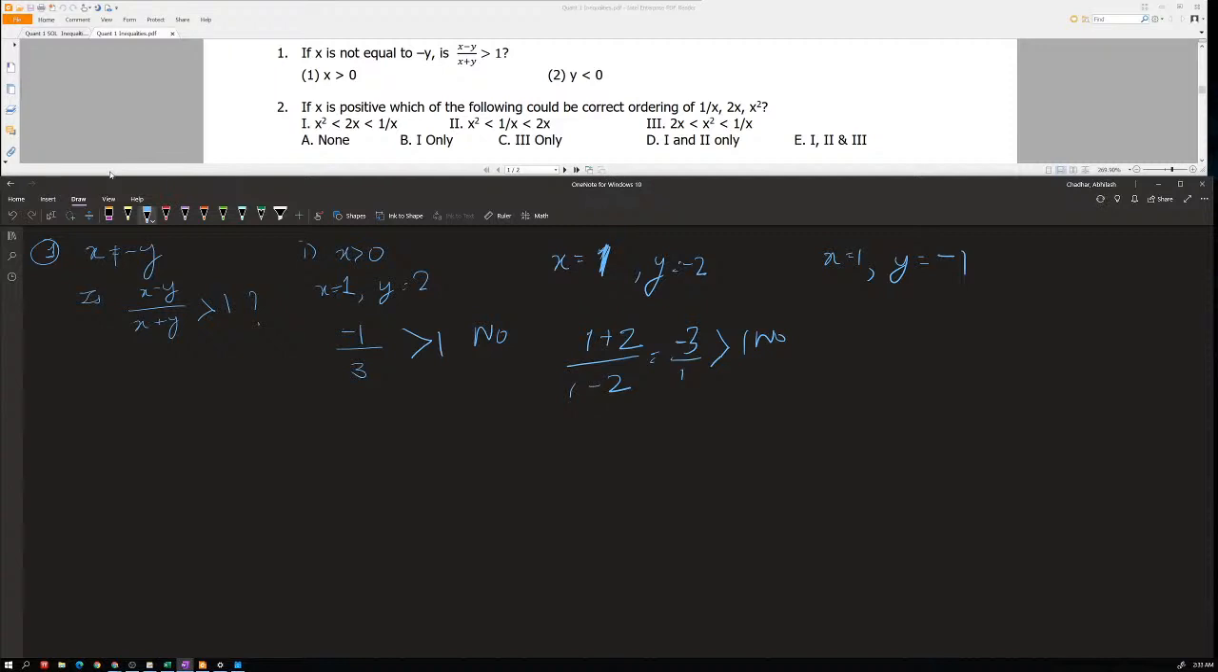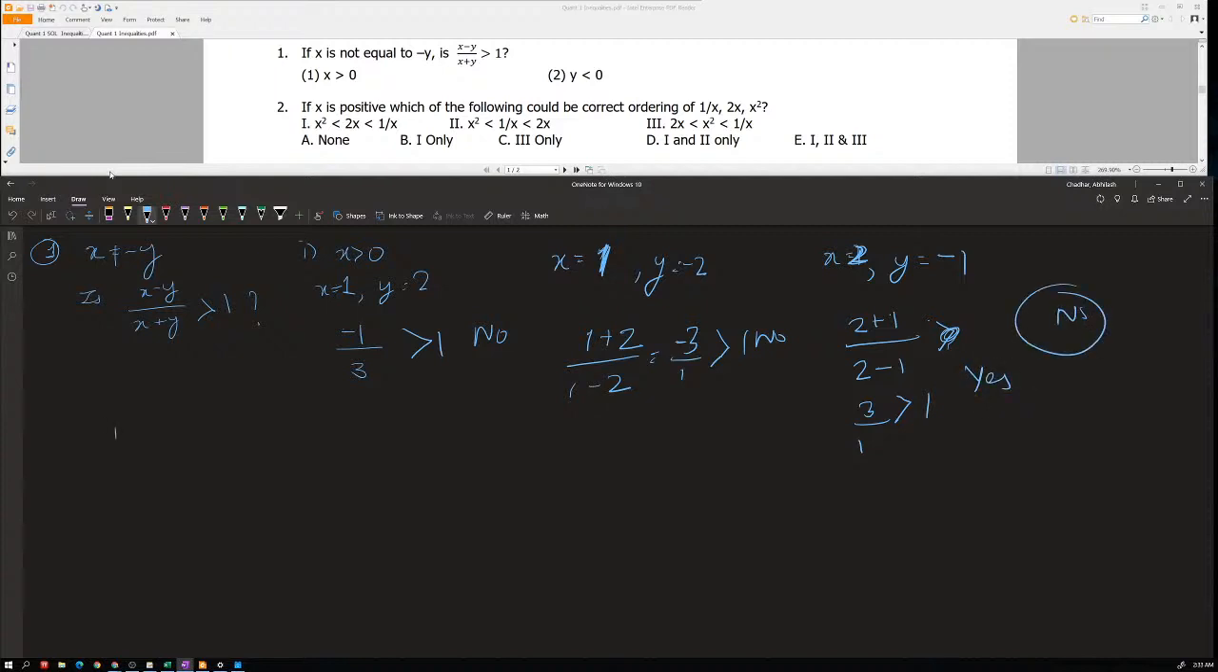And what else can we take? We can take a smaller value of y. Let me take x equal to 2 and y equal to minus 1 in that case. So x minus y is 2 minus of minus 1, which will become plus 1, and x plus y is 2 minus 1. So we'll get a yes answer because this will become 3 by 1, and this will be greater than 1. So definitely we are getting a yes answer, so this is not sufficient.